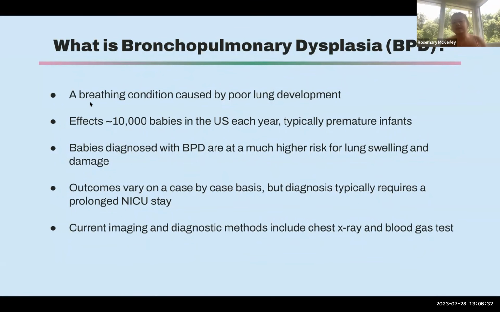However, oftentimes it requires a pretty lengthy stay in the NICU. Even after going home, it requires a lot of treatment, medication, breathing support, and frequent checkups. It's usually diagnosed via an arterial blood gas test, which involves getting a blood sample and checking the oxygen and carbon dioxide levels within the blood, and that's just a way of testing lung function. They may also take a chest x-ray and check for scarring in the lung tissue.